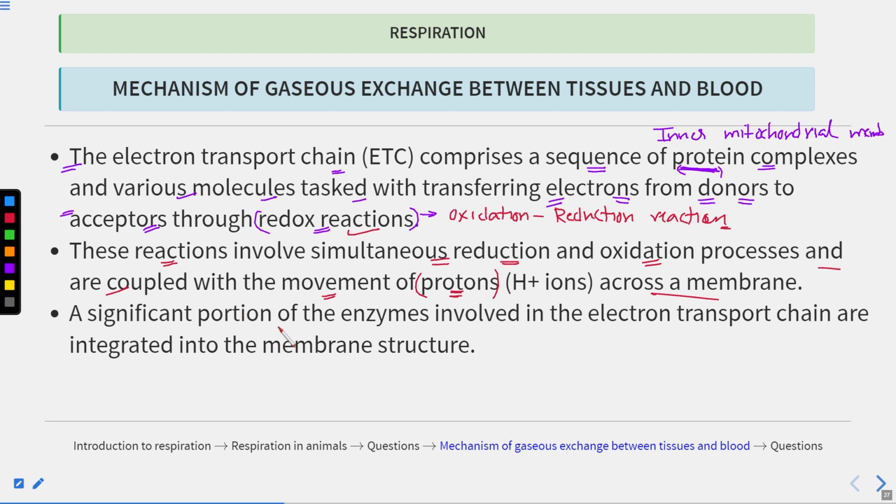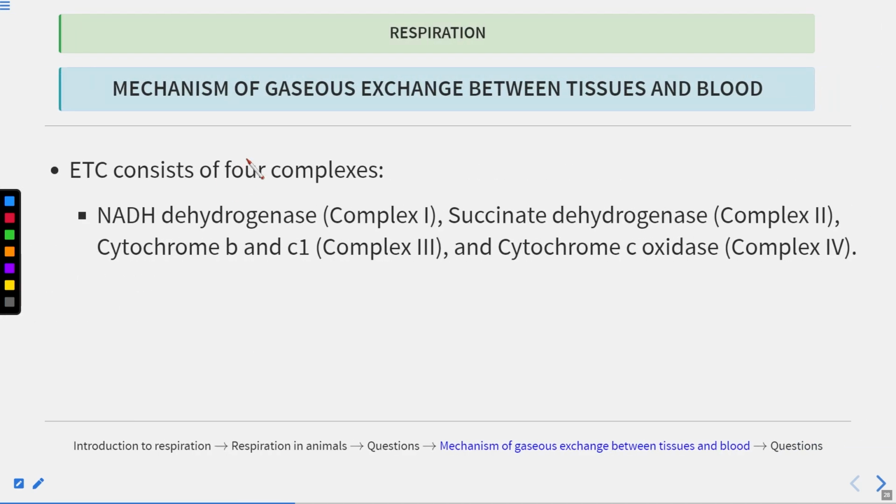Now, a significant portion of the enzymes involved in the electron transport chain are integrated into the mitochondrial membrane. The electron transport chain consists of majorly 4 complexes. Complex 1 is known as NADH dehydrogenase, complex 2 is known as succinate dehydrogenase, complex 3 is known as cytochrome B and cytochrome C1, and complex 4 is known as cytochrome C oxidase. You just have to remember the names, and that there are 4 complexes. This is just additional information that I am giving you.